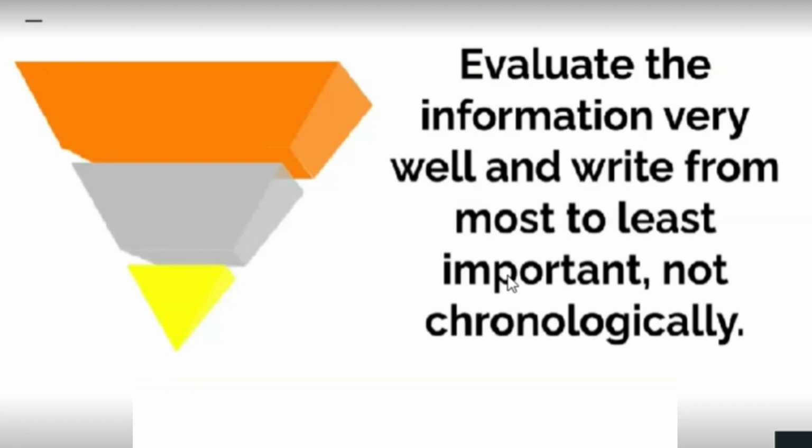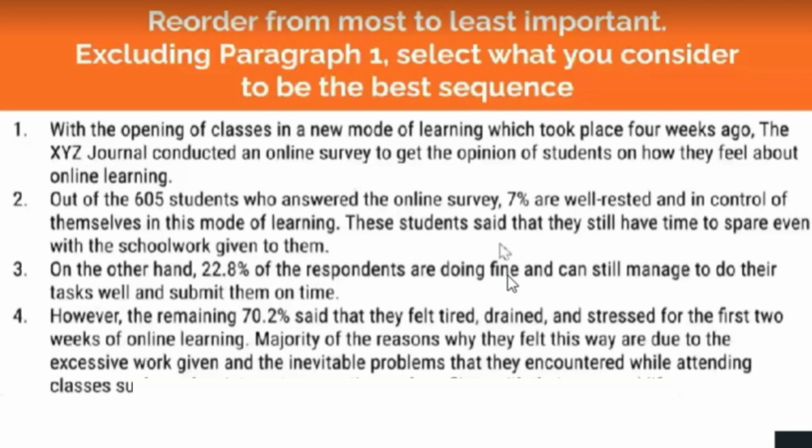Okay. This time, this is another activity. Order the paragraphs from the most to least important, excluding paragraph 1. Select what you consider to be the best sequence. Again, exclude paragraph 1. With the opening of classes in a new mode of learning, which took place 4 weeks ago, the XYZ Journal conducted an online survey to get the opinion of students on how they feel about online learning. Okay, so we already know this is first. This is the lead. Now, the question to you is to reorder the other 3 paragraphs.